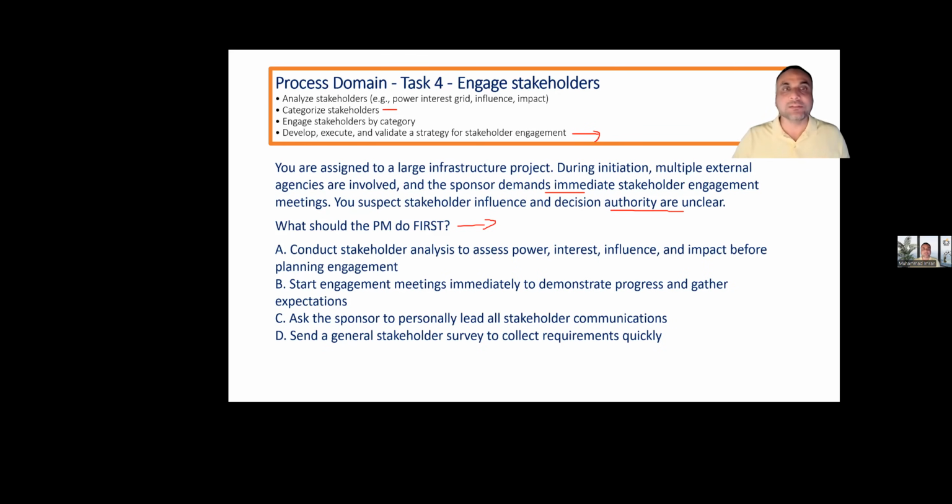A: Conduct stakeholder analysis to assess power, interest, influence, and impact before planning engagement. B: Start engagement meetings immediately to demonstrate progress and gather expectations. C: Ask the sponsor to personally lead stakeholder communications. D: Send a general stakeholder survey to collect requirements quickly. Answers could be very good, but we need to select the better answer. So you can respond on the chat window as usual.